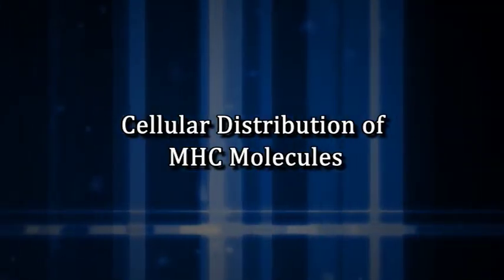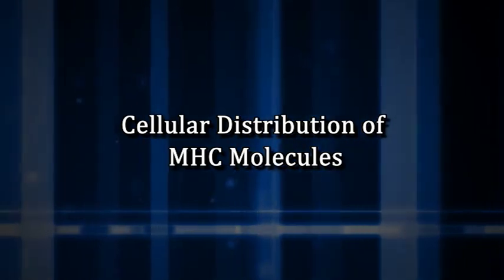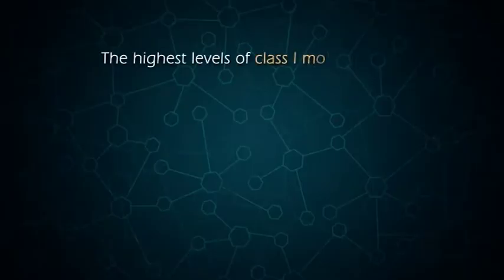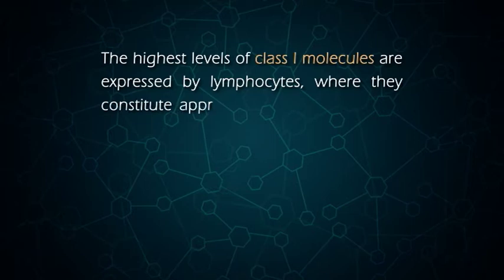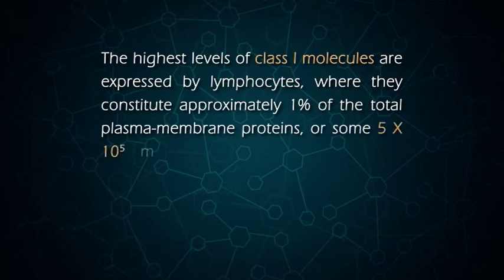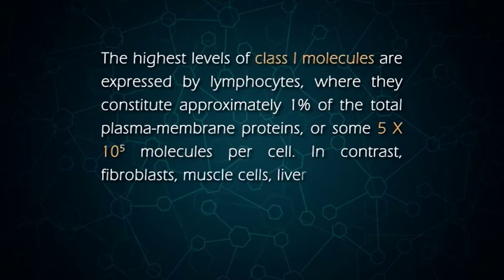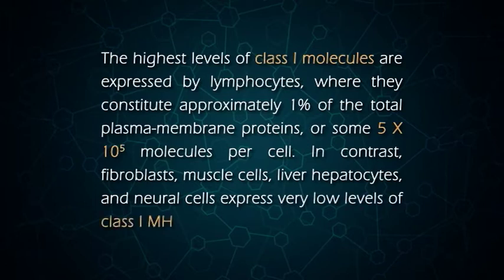Cellular distribution of MHC molecules. Class I MHC molecules are expressed on most nucleated cells, but the level of expression differs in different cell types. The highest level of class I molecules is expressed by lymphocytes, where they constitute approximately 1% of the total plasma membrane proteins, or some 5 x 10^5 molecules per cell. In contrast, fibroblasts, muscle cells, liver hepatocytes, and neural cells express very low levels of class I MHC molecules.